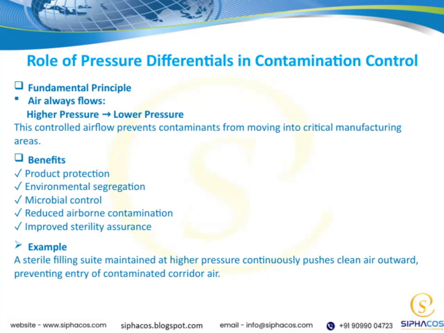Let's talk about pressure differentials and why they're crucial in contamination control. Air naturally moves from areas of higher pressure to lower pressure. We use this principle to control airflow, keeping contaminants out of critical manufacturing spaces. The benefits are clear: protecting the product, separating environments, controlling microbes, and cutting down airborne contamination. For example, in a sterile filling suite, maintaining higher pressure pushes clean air outward, stopping dirty corridor air from sneaking in. It's a simple idea with a powerful impact.